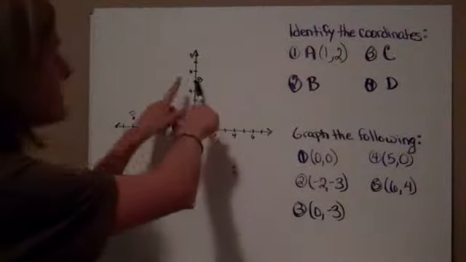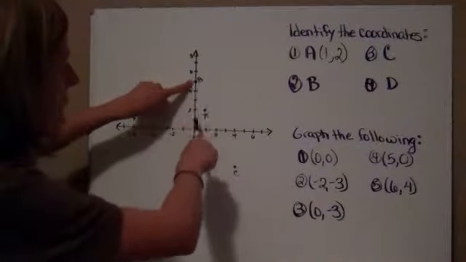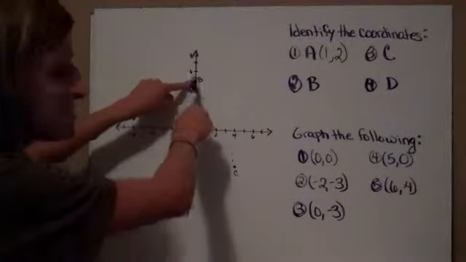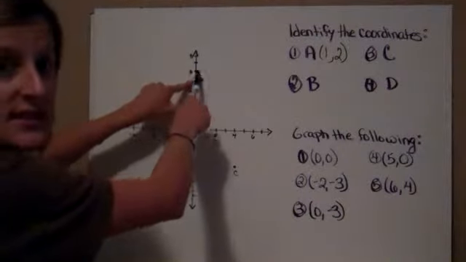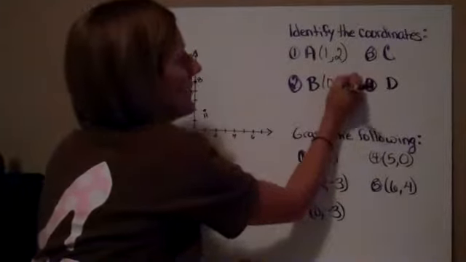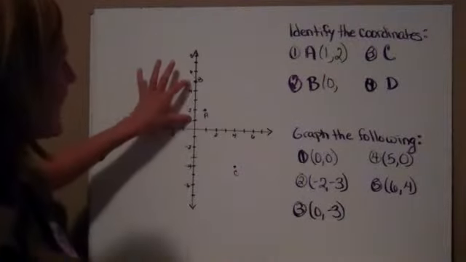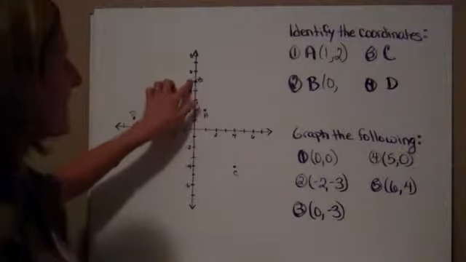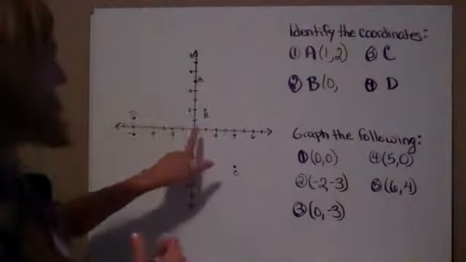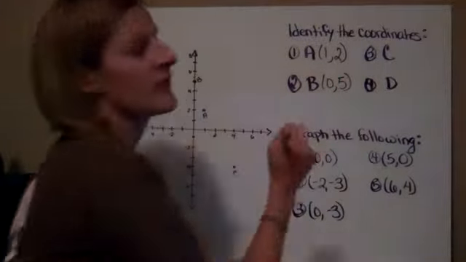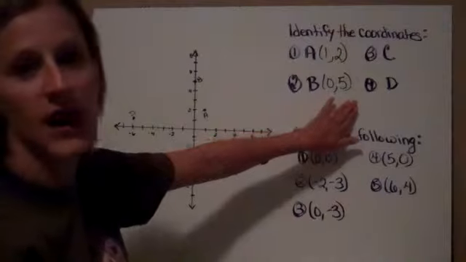Now B is right here on the y-axis. Notice, I don't go left or right from the origin to get to B on the x-axis. It stays at 0. So my x-coordinate is 0. My y-coordinate, I need to go up to 5. I go 1, 2, 3, 4, 5. So I go up 5 away from this origin. So my y-coordinate is a positive 5. And the coordinate point is going to be 0, 5.